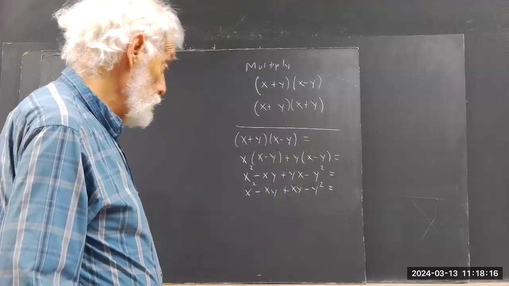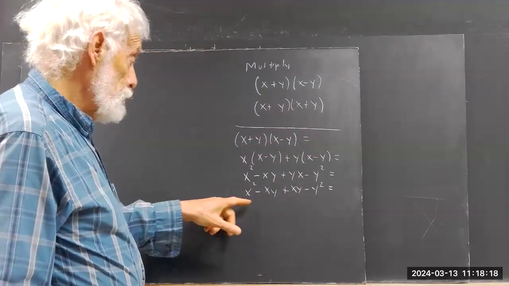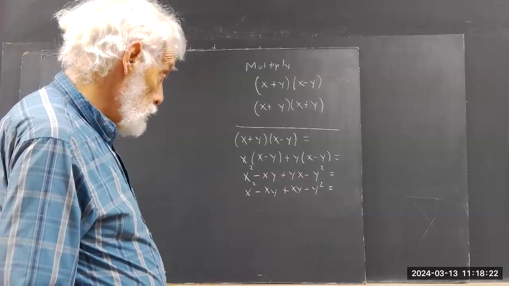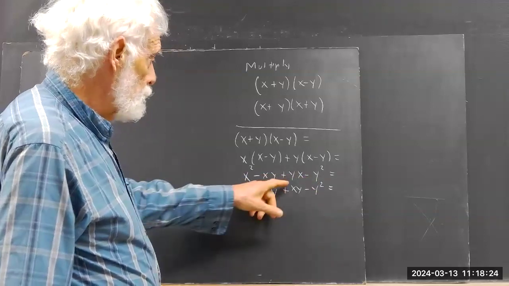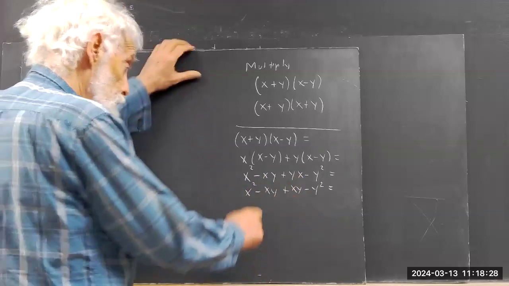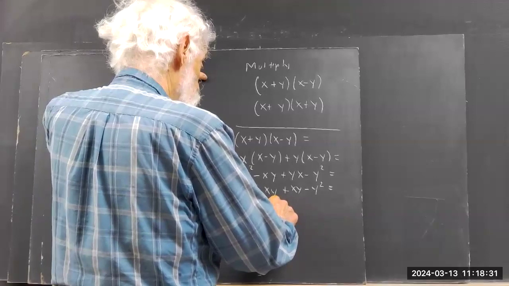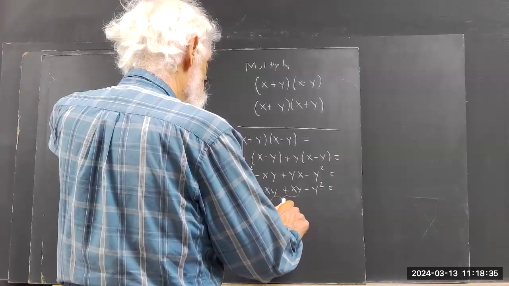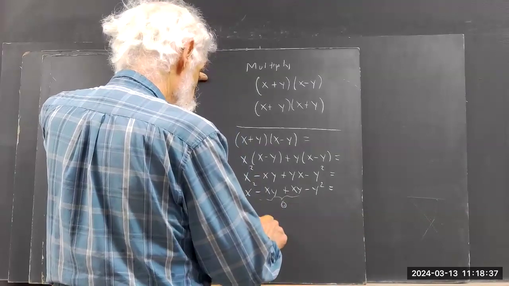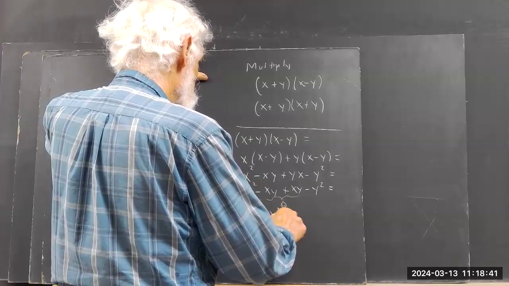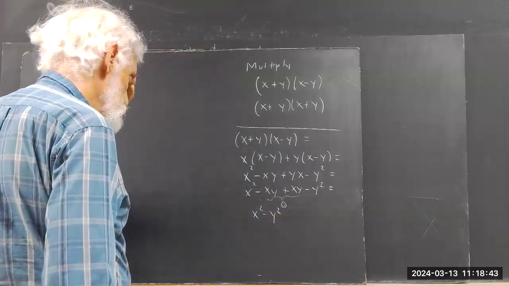Y times y is y squared. This gives us x squared minus xy plus yx minus y squared. And of course, yx is the same as xy. And now we have minus xy plus xy, which gives us 0, and we get then x squared minus y squared.